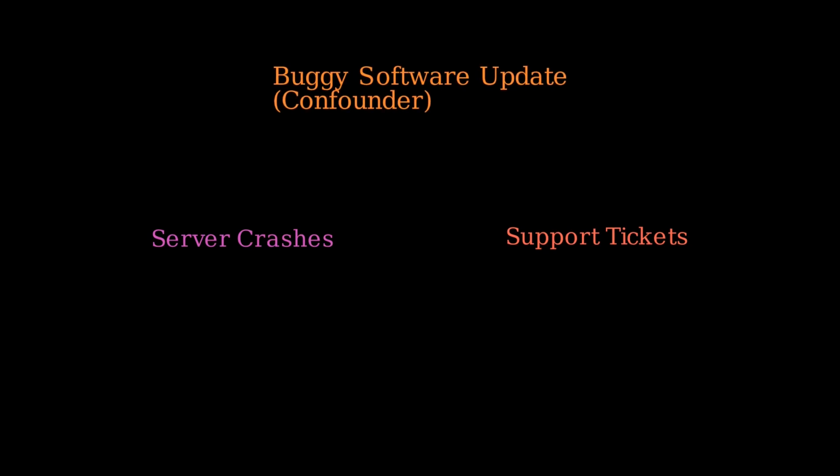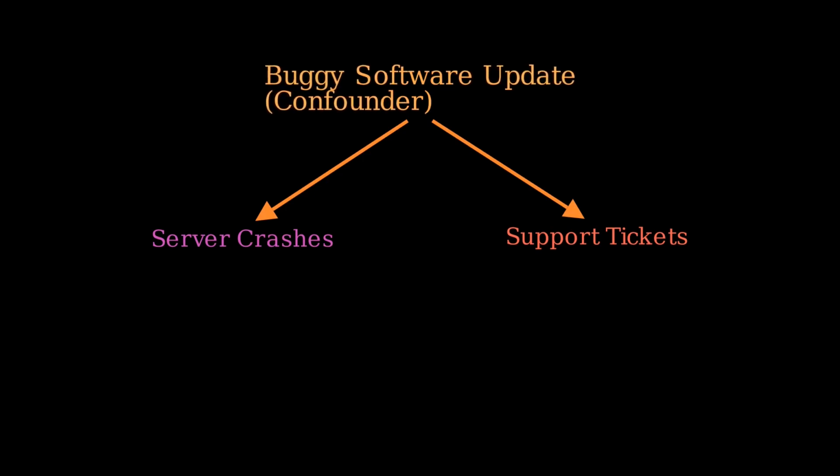There is a root cause here. A buggy software update. When a bad update deploys, it crashes the servers, and it independently drives furious users to open support tickets. The bad code deployment is a confounder. It drives both events, creating a statistical link between them where no direct causal link exists.